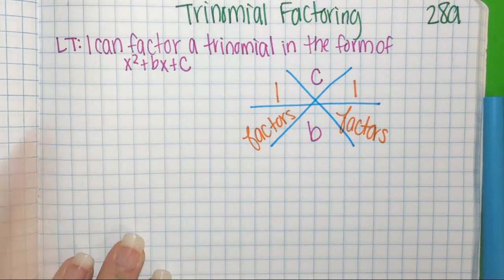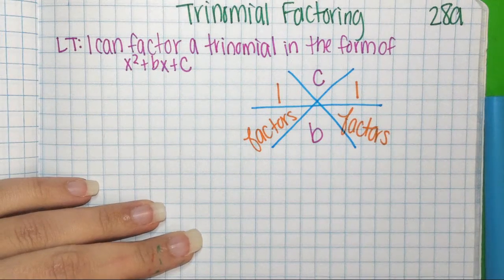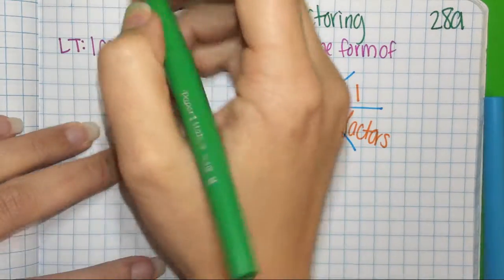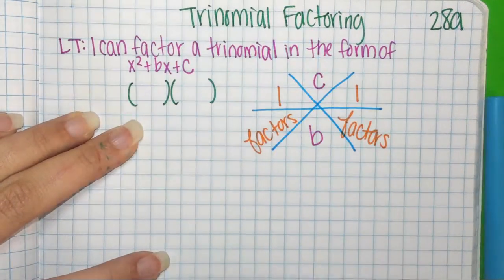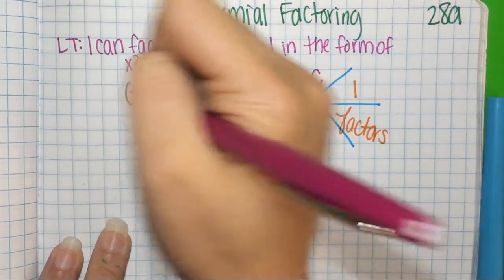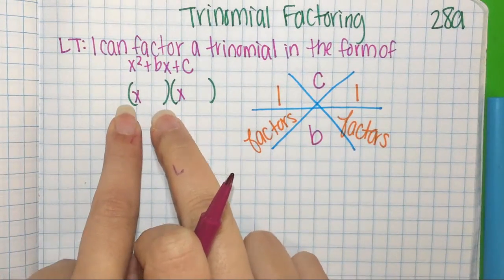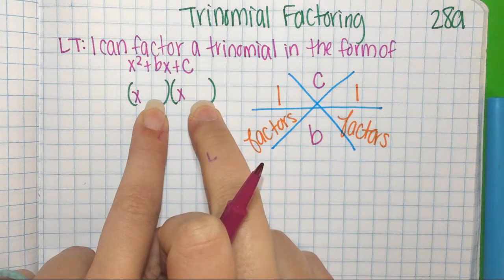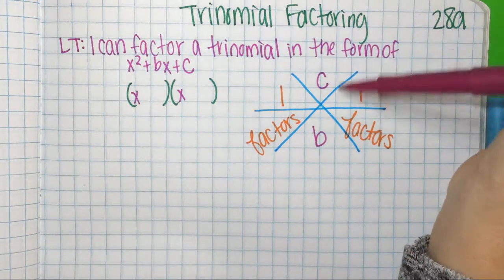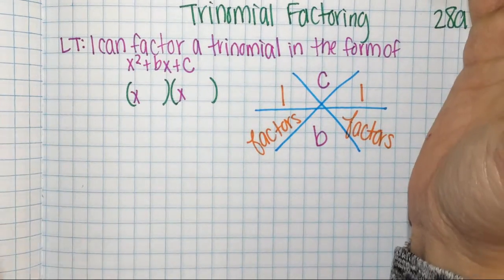Now, when we factor in this form, we're going from x squared plus bx plus c to this. Magic. And each time, we're going to have an x here and an x here. And these invisible ones are going to go out front. Now, what do you think is going to go in the back? The factors. So what we're trying to do is find two numbers that multiply to give us C and add to give us B. Every single time.